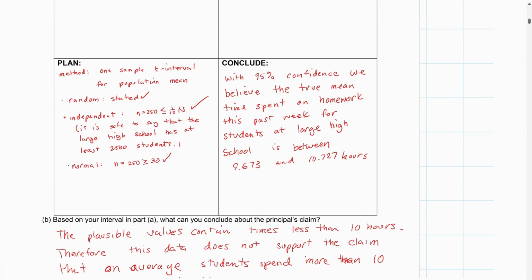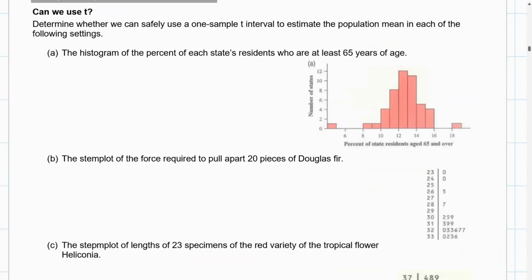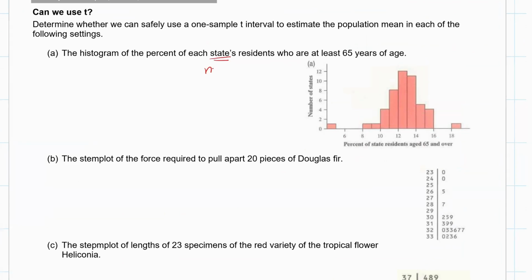All right, let's take a look at some of these conditions in some other situations and see if we can get some ideas here. Can we use a T? Determine whether we can safely use a one sample t interval to estimate the population mean for each of the following settings. So it's a histogram of the percent of the state's residents who are at least 65. Right? So we have this distribution, and if it's each state, that means we know that the sample size is 50. And at first blush, we'd say, hey, 50 is greater than or equal to 30. We look good on the normal condition.